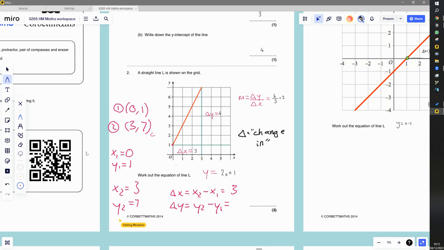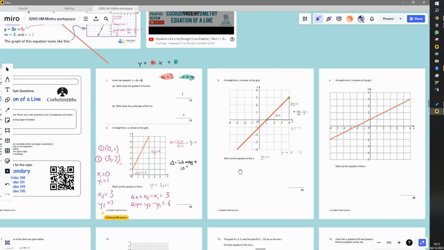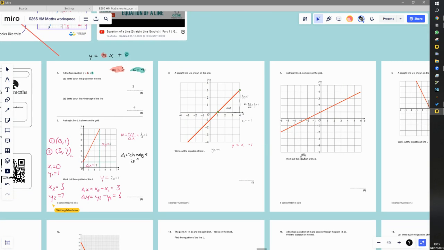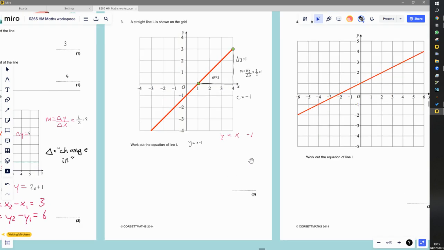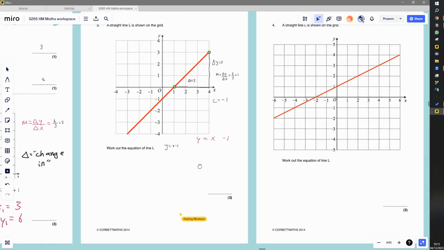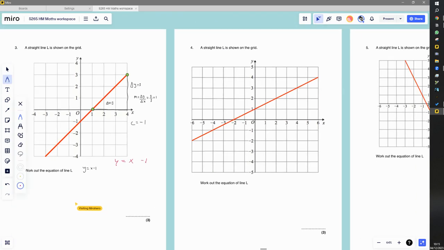So y2 is 7, y1 is 1, so it's going to be 7 minus 1, which is 6. And so I get the same, and then I just do the same thing as before. So that's a little recap of what we did. So we're just going to keep practicing this. I think we've completed that one there. So we're going to have a go at question 4.